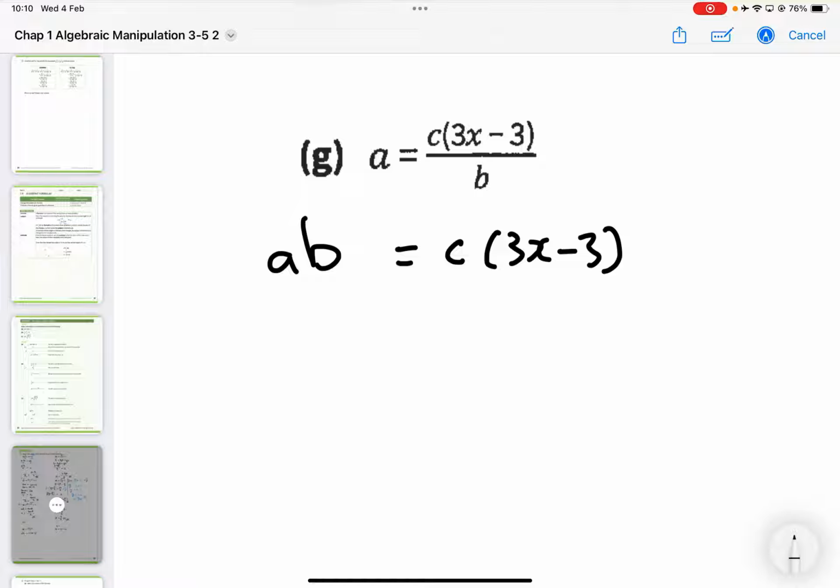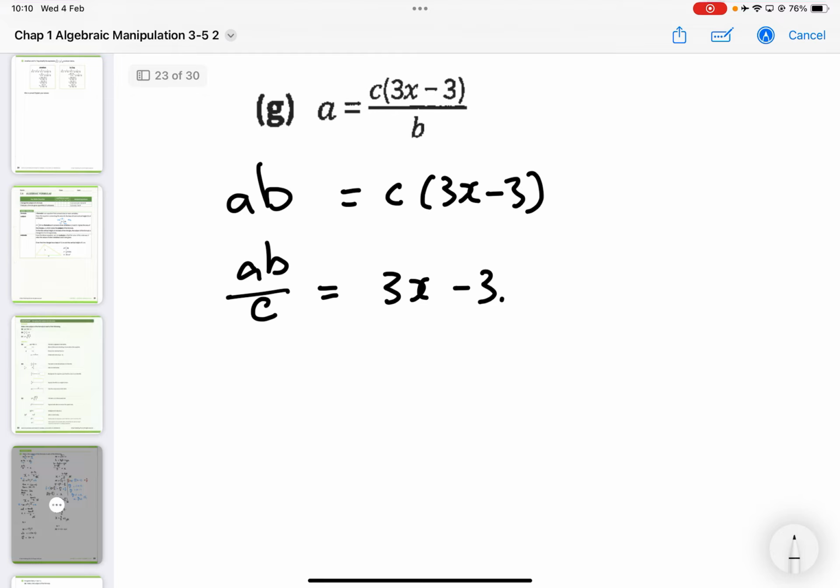I want to remove the bracket two ways. One is to expand. The other way is I get rid of the c. C multiply a bracket. So I don't want the c. I divide both sides by c. Can? Then this the remaining y'all can do. Try.